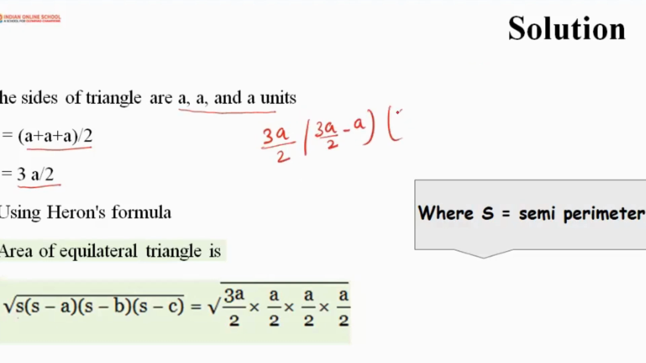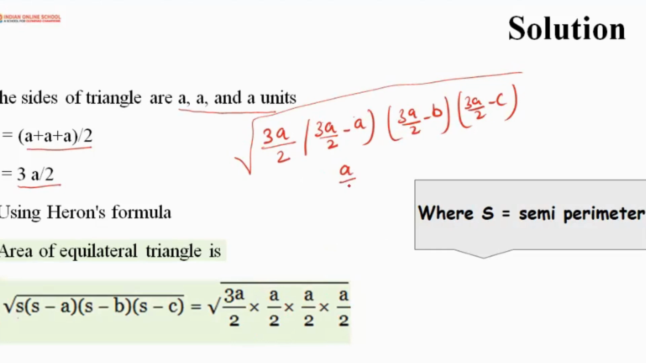Okay. Then we will do 3a by 2 minus b. Then we will do 3a by 2 minus c. Okay. And now we need to solve it. After solving it, we will be getting 3a by 2 times a by 2 times a by 2 times a by 2. When we are solving all these things, because 3a minus 2a gives us a by 2 only. And here also 3a minus, okay, since all the sides are a only, so here also we are getting a.